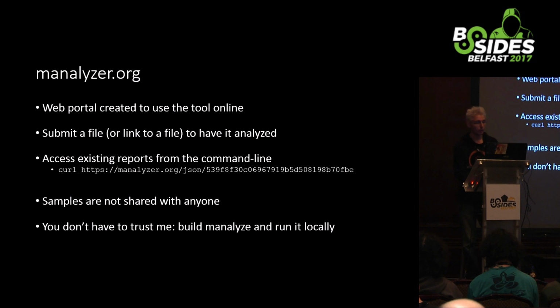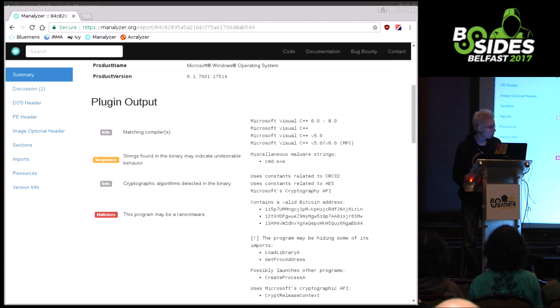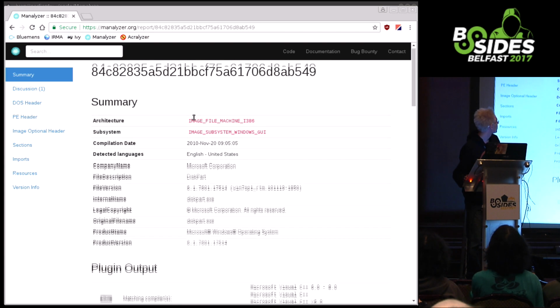Finally, I created a portal, an online portal for people who want to try out the tool. You can just submit executables online, either the PE file directly or a link to it, and you will get the report immediately. The samples are not shared with anyone. I'm the only one with access to the server, but you really don't have to trust me if you don't want to. You can just download the source code from GitHub and run it locally. So I'm just going to give you a quick look at how this looks.